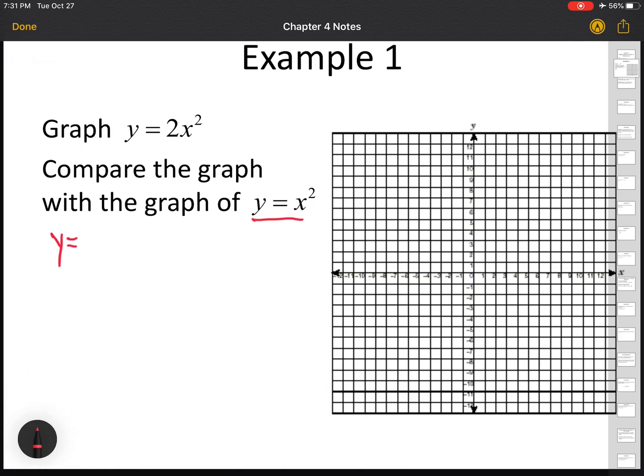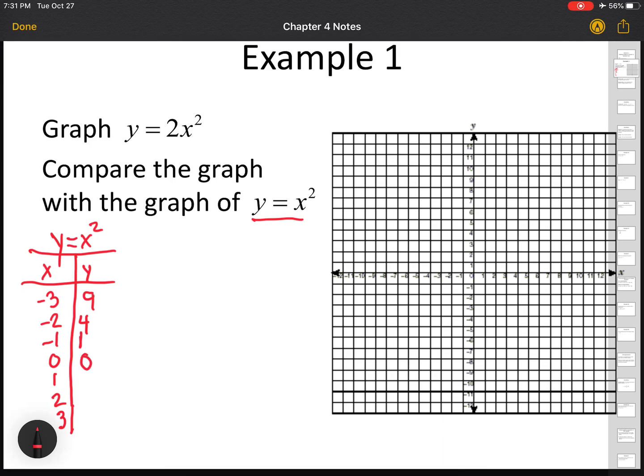And we need to make a table for it. So we're going to make x values and y values. And some good x values to plug in every single time are -3 through 3. So if we start plugging those values in for x, we get back 9, 4, 1, 0, 1 again, 4 again, and then 9.